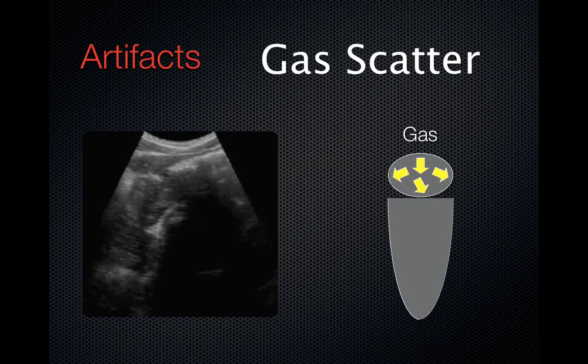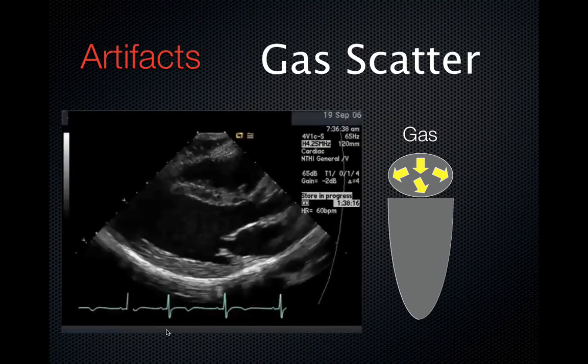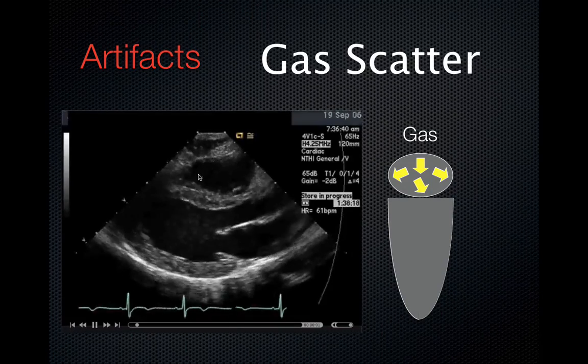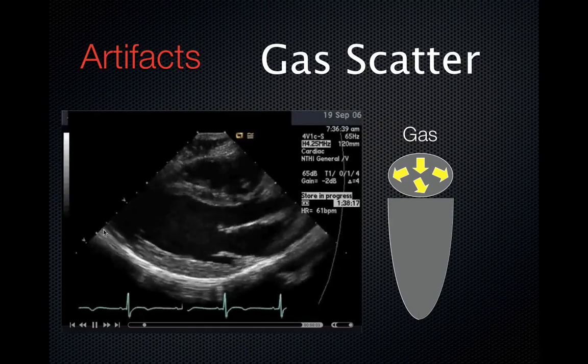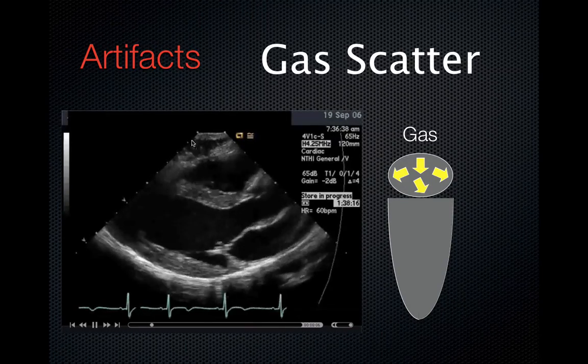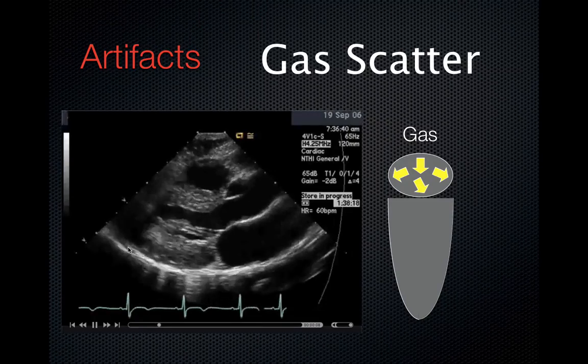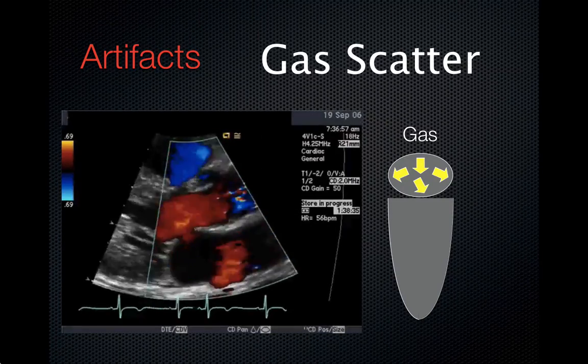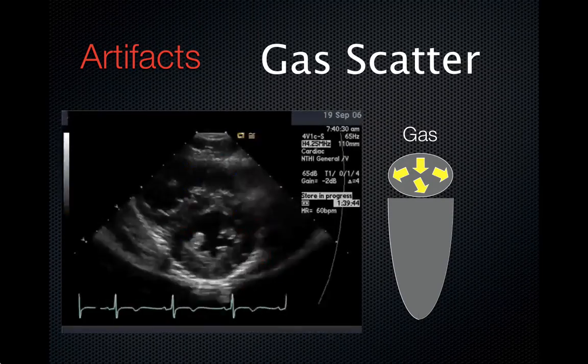Here's an example. There's an air-filled structure here, and behind it we cannot view what's there. Here's another example. We have a bit of the lung covering the apex of the heart, and because of that we see this bright shadow, also known as a dirty shadow, which is created because of air's presence.